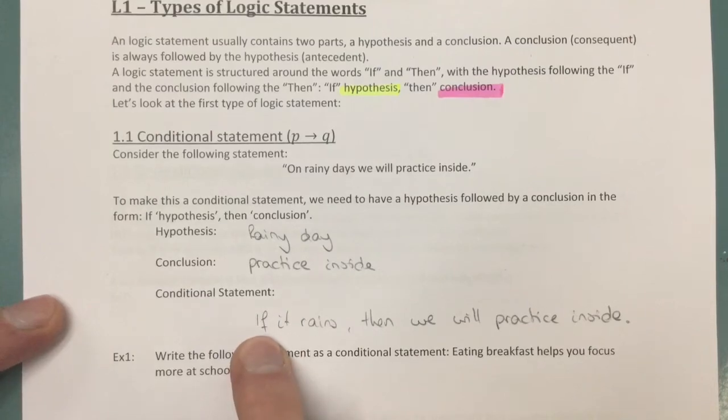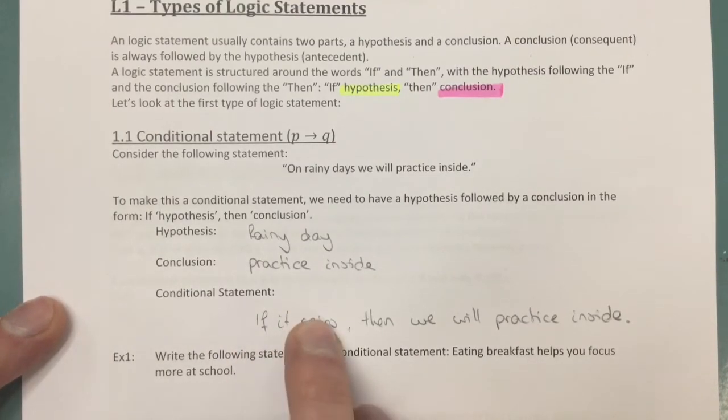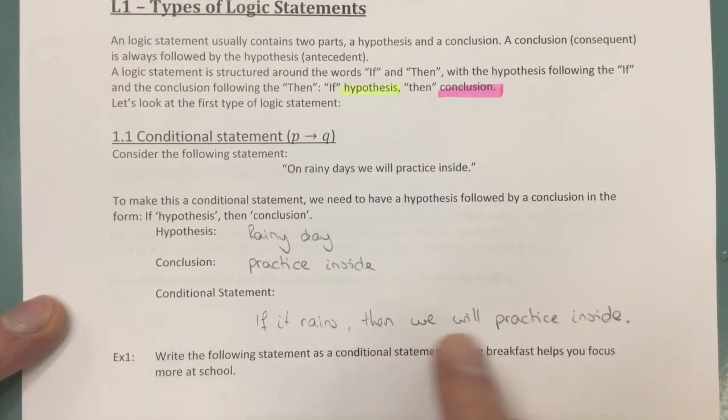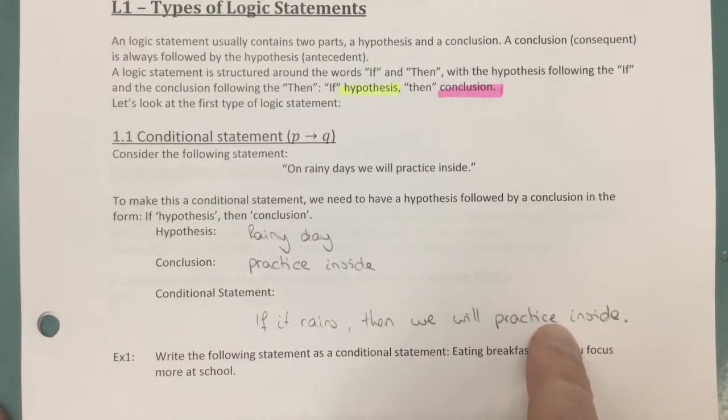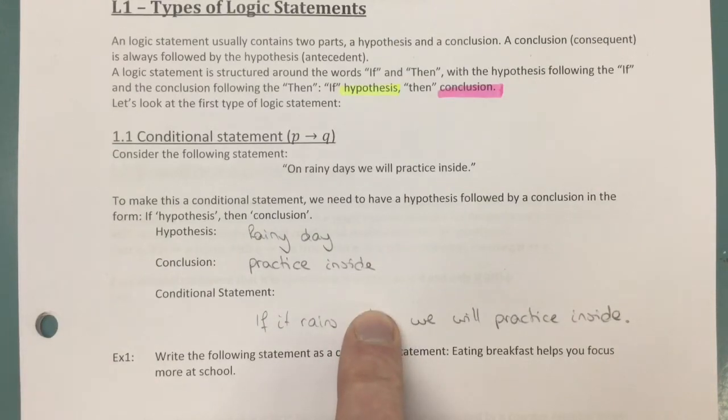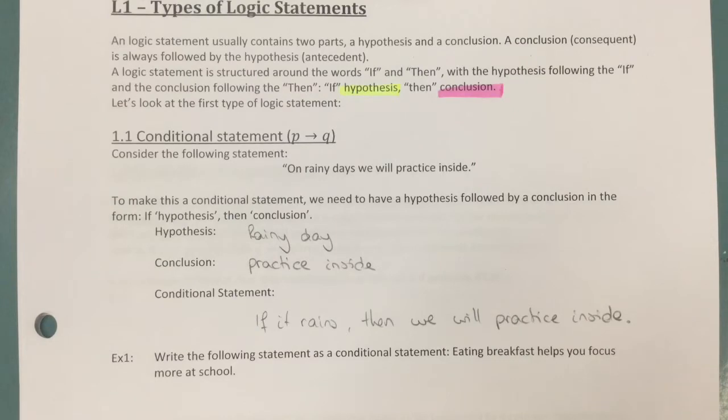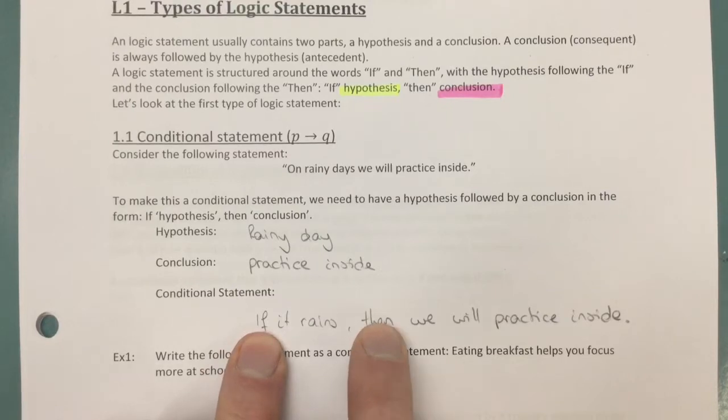So here is the if followed by the hypothesis, then followed by the conclusion. Again, a reminder here, if your statement had read, if it rains, we will practice inside, you are missing the term then, meaning you are not making a logic statement. So you need to make sure that you have both the if word and the then word included in your statement. Only then is it considered to be a logic statement.